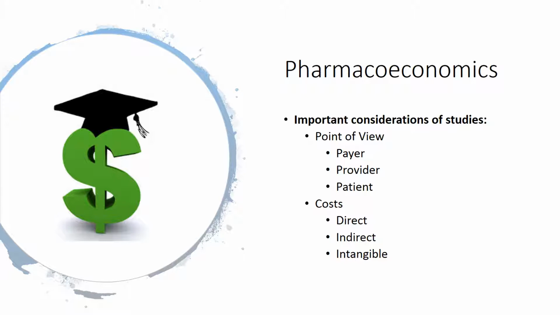In addition to those points of view, the costs that we look at in pharmacoeconomic studies are also very important. Obviously, there are always direct costs. What's the exact cost of the drug? What's the exact cost of the test that the patient or the insurance is going to have to pay for? But then there are a lot of indirect costs, as well as intangible costs, costs that we just can't truly measure. We'll discuss some of these moving forward.